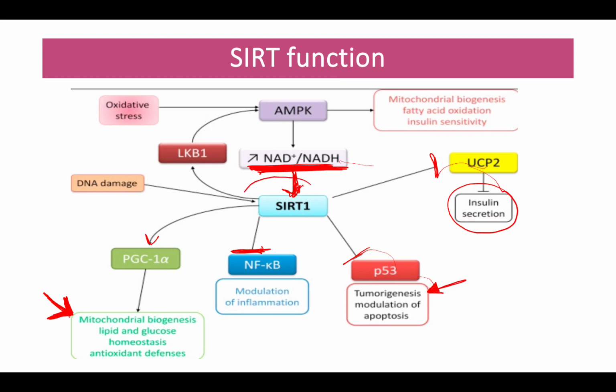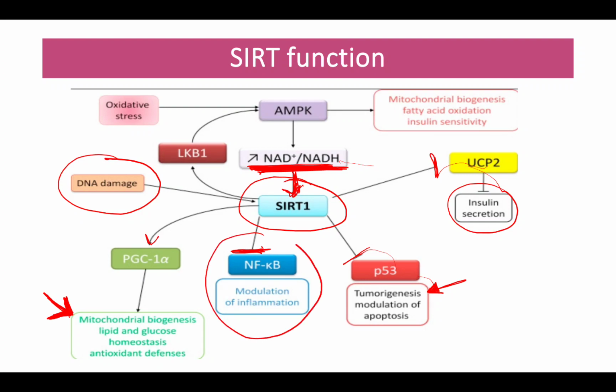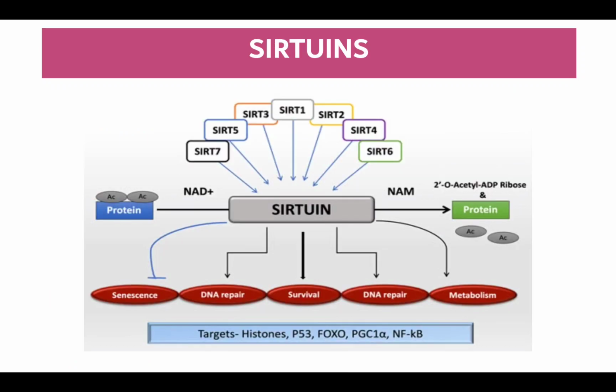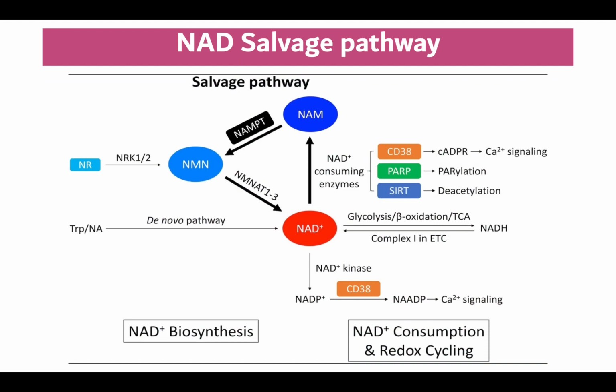So the SIRT here plays a very important role: correcting the damage of the DNA, reducing the inflammation, and it creates new mitochondria. What does it need for all this? It needs NAD. Now, this is again the action of sirtuin.